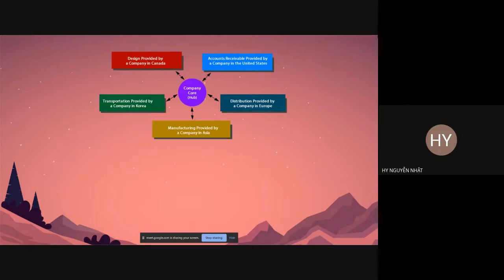With a network structure, rather than being housed under one roof or located within one organization, services such as accounting, design, manufacturing, marketing, and distribution are outsourced to separate companies or individuals that are connected electronically to a central office. For example, as you can see in the picture, a company will have their business partners finish each task, like the design provided in Canada, transportation provided in Korea, manufacturing provided in Asia, distribution provided in Europe, and accounts receivable provided in the United States.